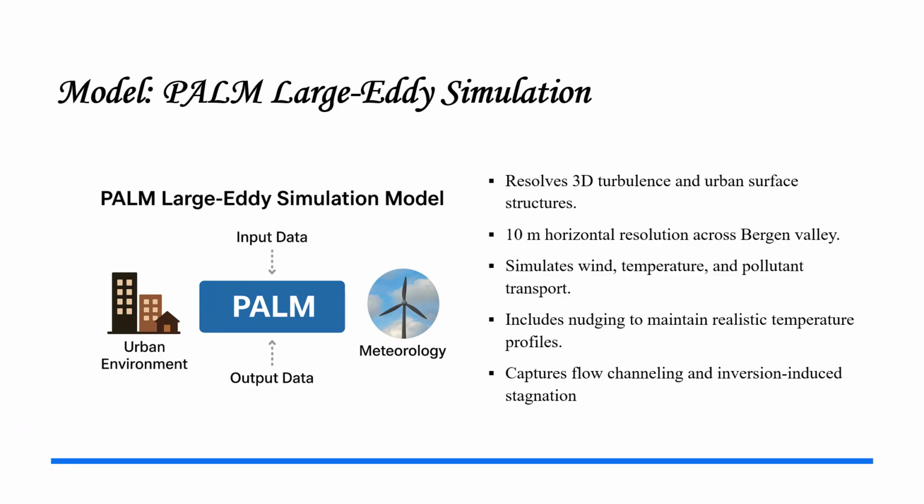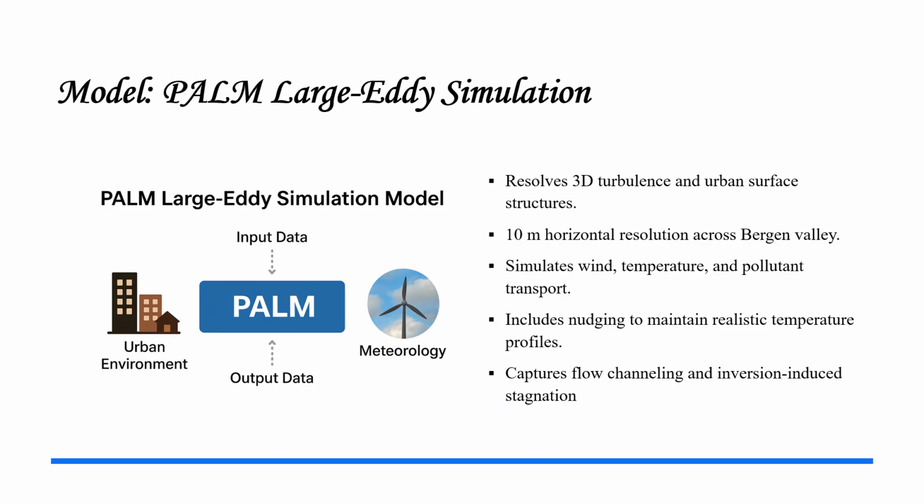In this slide, I'm going to explain the model they used, which is called the PALM large eddy simulation model. PALM is basically a very advanced 3D simulation which shows how air moves on a small scale, such as between the buildings, around the mountains, and through the narrow streets. It uses tiny 10-meter grid cells, so it captures details that most models miss.